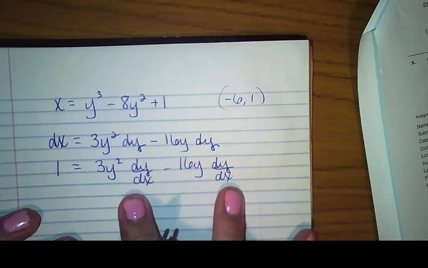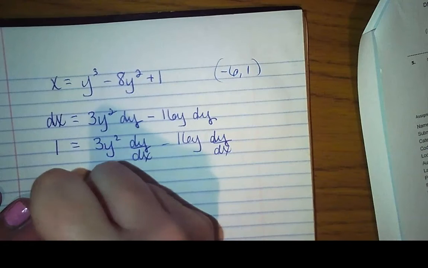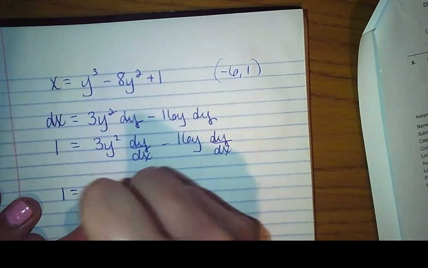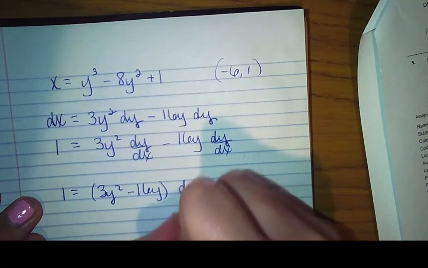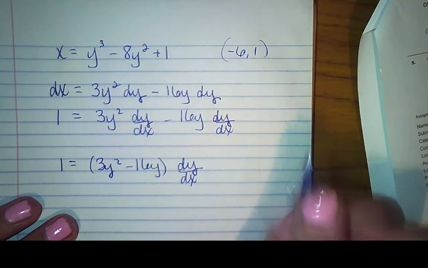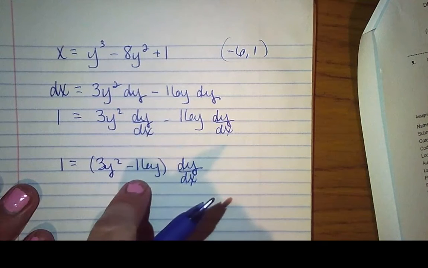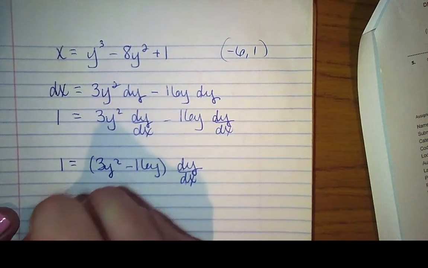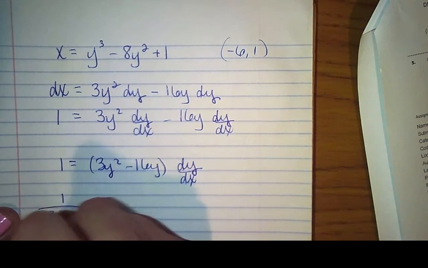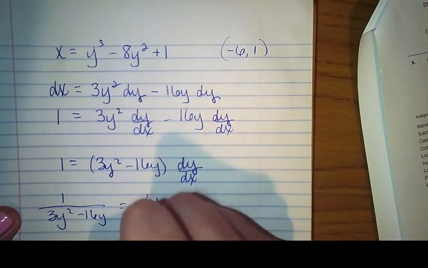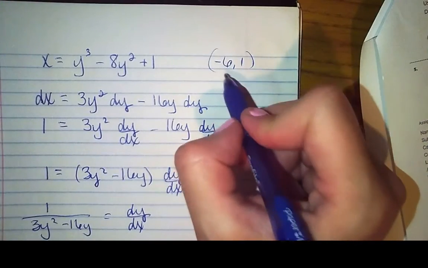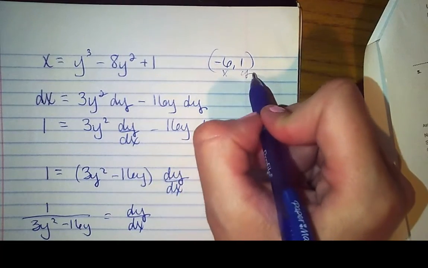Well, now I can factor out a dy/dx. So 1 equals (3y squared minus 16y) dy/dx. And now I can divide both sides by 3y squared minus 16y. So I get 1 over 3y squared minus 16y as my value for dy/dx. Well, what value do I want to evaluate this at? Remember, you haven't flip-flopped anything. This is still an x and this is still a y.